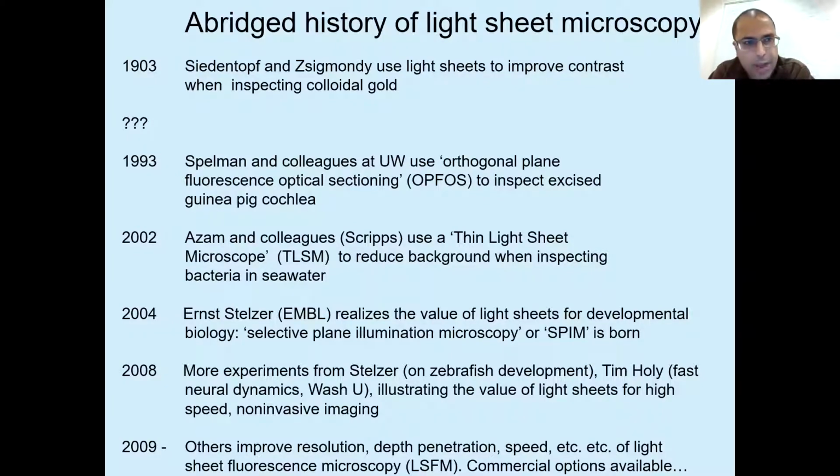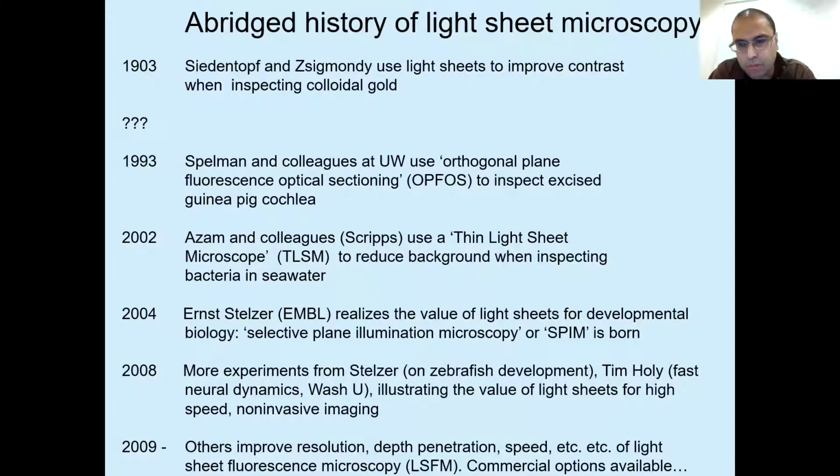But then, as far as I can tell, nothing happened for like 90 years. And the next paper where somebody could really rightfully say used a light sheet microscope was at University of Washington in Seattle, where Francis Spellman and his colleagues used what they called the OPFOS to look at cleared guinea pig cochlea. And this paper was sort of forgotten, but really was kind of forward thinking. Then a decade later, some researchers at Scripps used light sheets to look at bacteria in seawater. And I would say it wasn't until Ernst Stelzer at the EMBL realized that this method could be useful for developmental biology. He used a term called selective plane illumination microscopy, or SPIM. And this was, I think, where many others started to get into this game.